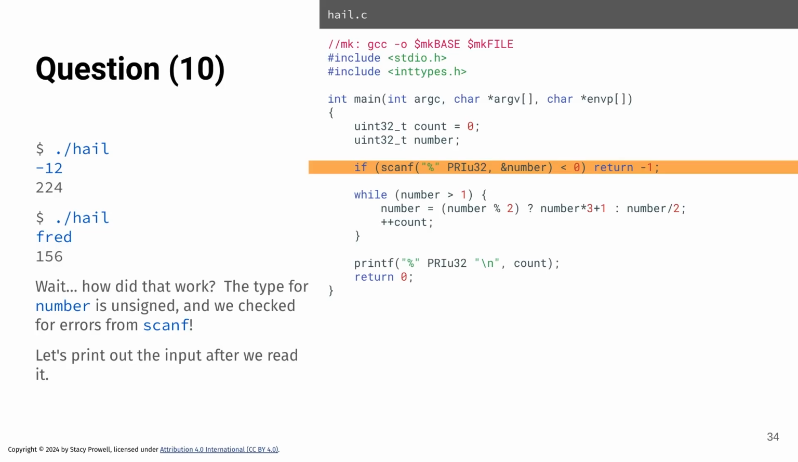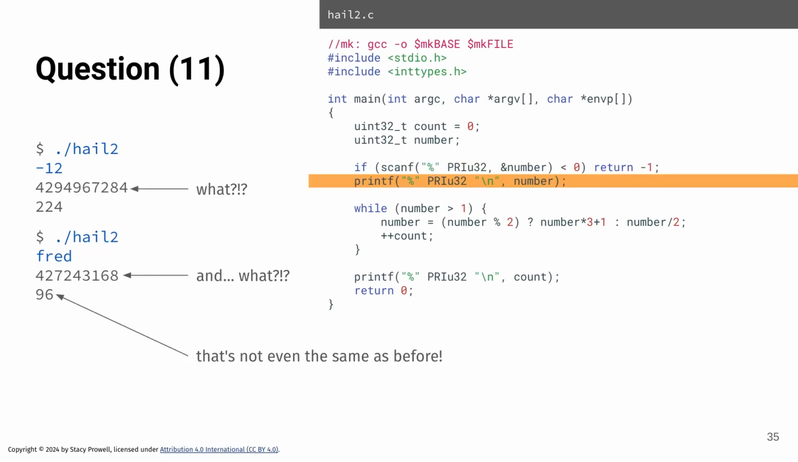For Fred, I got 156. Here, I ran it again. Negative 12, I again get 224. That didn't change. But for Fred, I got 96. I got a different value. Now, wait a minute. Is there anything in this code that has a random number generator? If there were, I guess it would have to be scanf. So where are those numbers coming from?